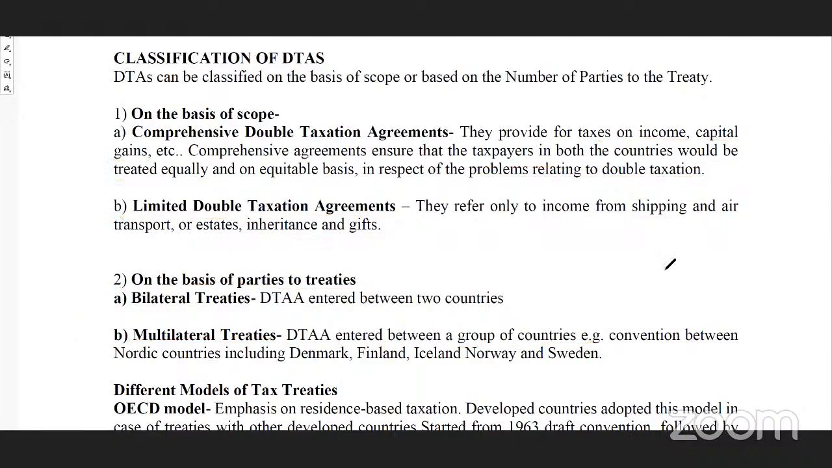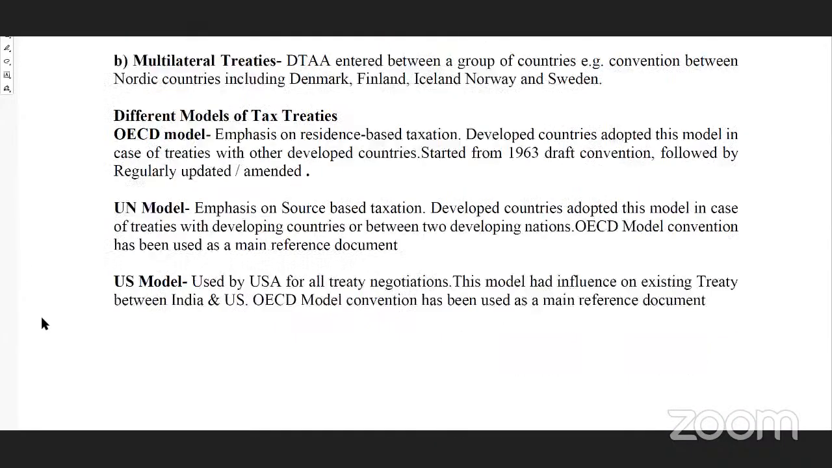I don't think this is that difficult to remember, right? So DTAs are classified as either full or comprehensive DTAs, limited DTAs, or bilateral and multilateral. Bilateral, two countries; multilateral, more than two countries. All right. Any questions so far, or we can proceed?